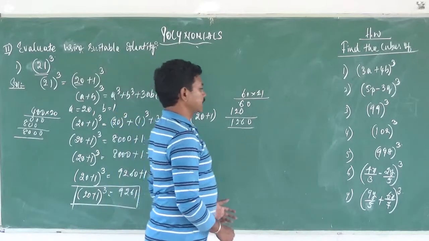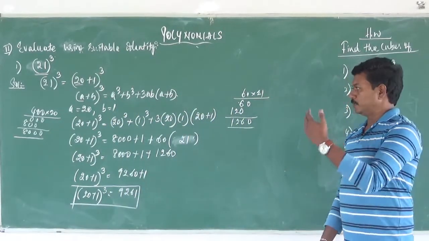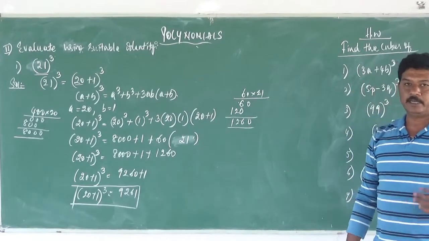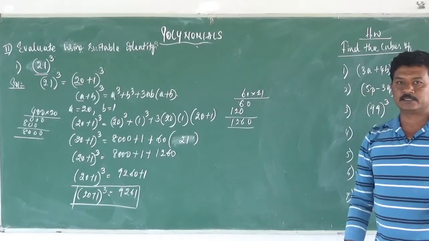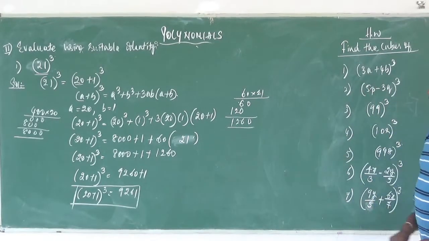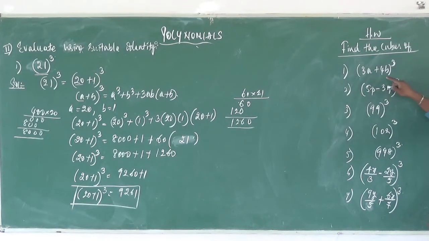In a similar manner, we can solve many numericals on this. Already you have done such type of problems, many problems, in your 8th standard algebra, that is identities. So the same problems are repeating again. So I have homework for you. Find the cubes of (3a plus 4b) whole cube, where you can apply the (a plus b) whole cube formula here. (5p minus 3q) whole cube, so you can apply the (a minus b) whole cube formula here.